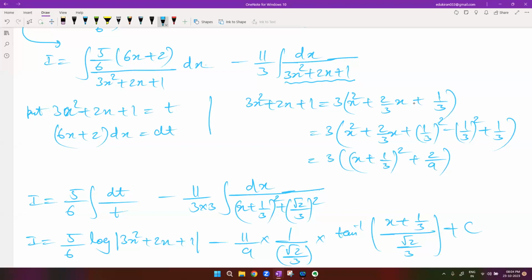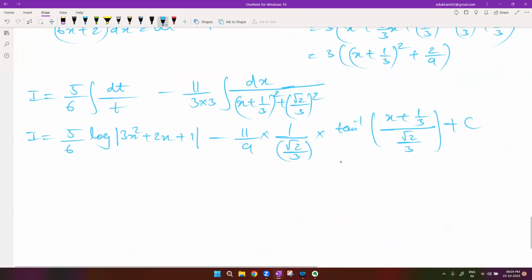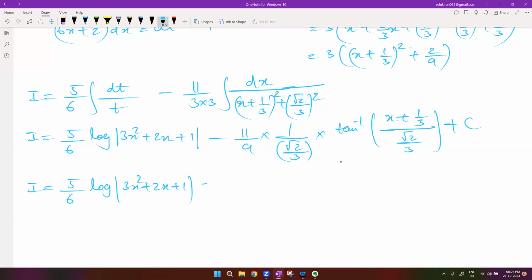Plus c. So your final answer for the above question, I is equal to 5 by 6 log of (3x square plus 2x plus 1), right? And this 3 can be cancelled out. This root 2 can also be multiplied above. This becomes 6 tan inverse, this is (3x plus 1) divided by root 2, plus c. This will be the final answer. Okay.